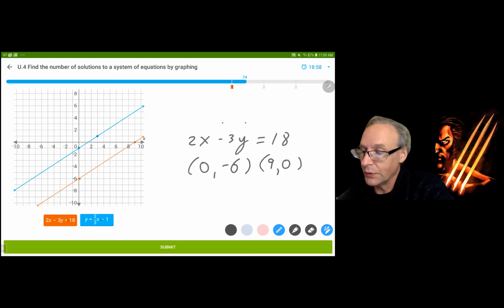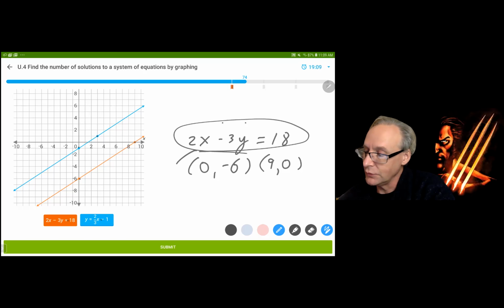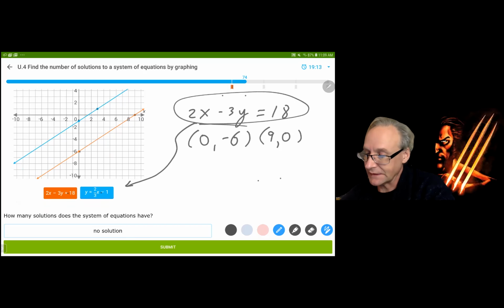And boy, oh boy, doesn't that look nice? Those look like parallel lines, don't they? That is no solution. You could solve this for y, and you will get a 2/3 slope. 2/3 x minus 6, of course.